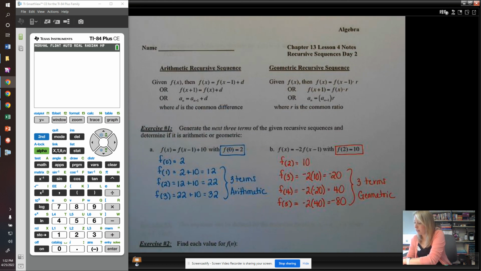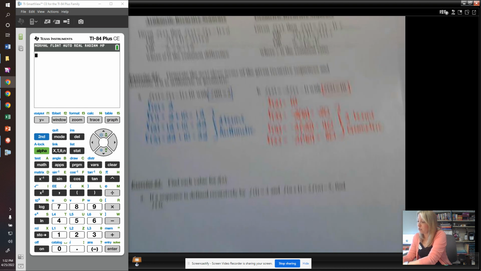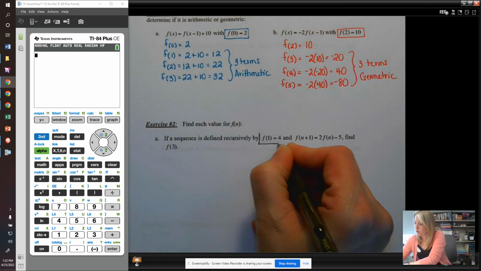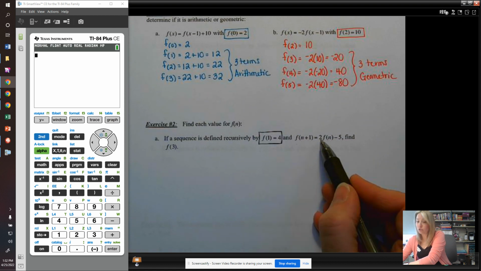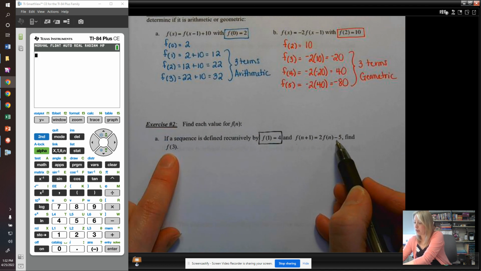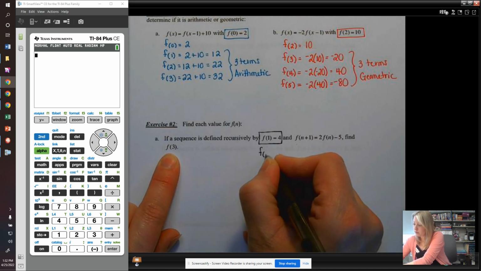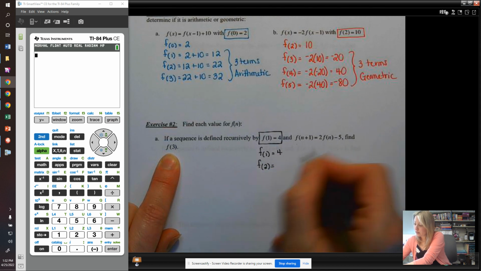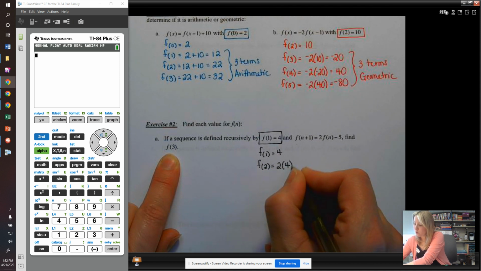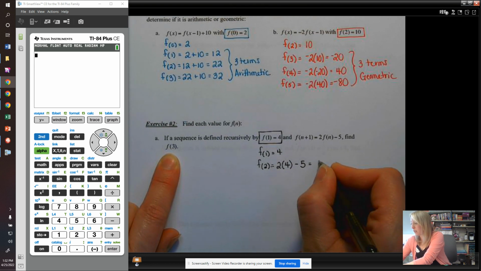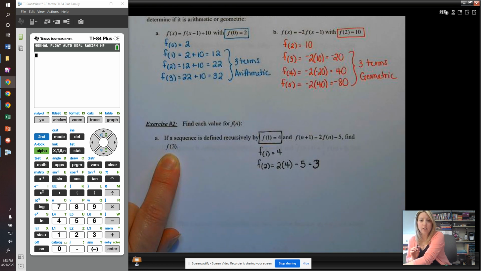So that would be like in exercise 2, where my sequence is defined recursively, starting out as f of 1 equals 4. And then each subsequent term is multiplied by 2 and subtract 5. So we want to get to f of 3. So if f of 1 equals 4, then to find f of 2, I take 2 times my previous term of 4, and I subtract 5. 2 times 4 is 8. 8 minus 5 is 3. Sorry, I was trying to write 8, even though I needed to subtract 5 from it.